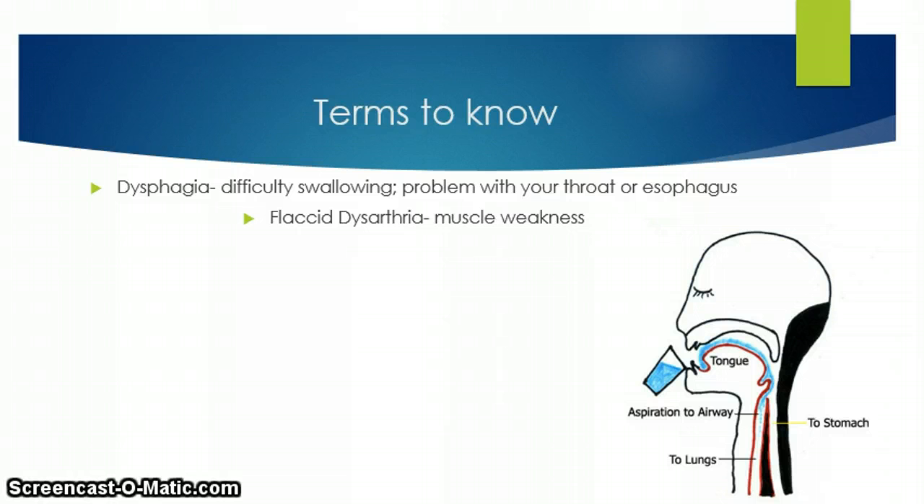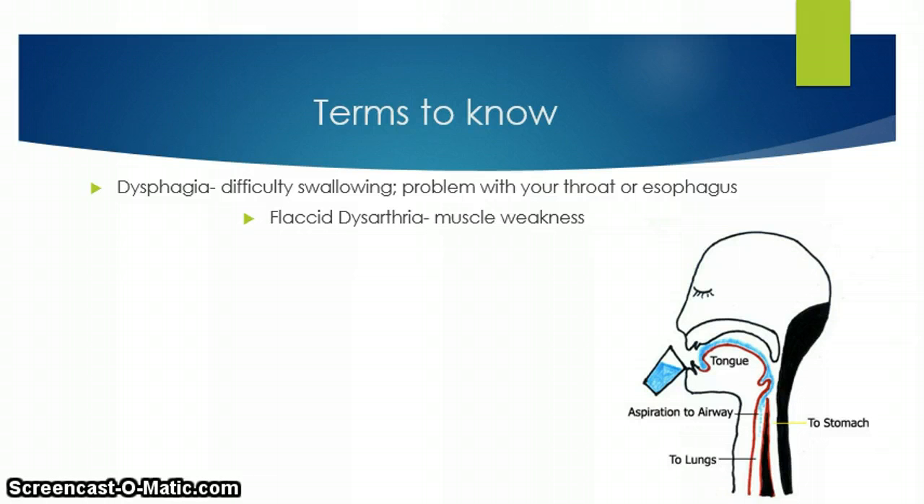It's a problem with your throat or esophagus, so the food and liquids that are going into your mouth are not going down the correct way. They actually have the potential to go into your airway, which in turn can go into your lungs, which can cause medical complications such as pneumonia.